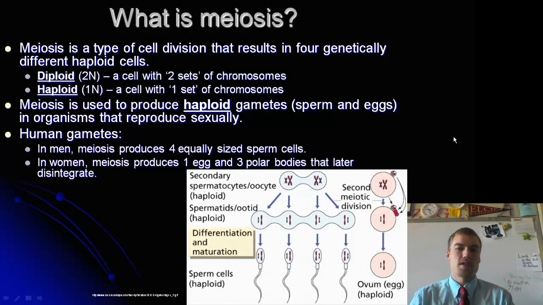So meiosis is used to produce those haploid gametes, either sperm or eggs, that are then used when you reproduce. In human meiosis, we produce 4 equally sized sperm cells for men. However, in women, you only produce 1 egg cell and then 3 polar bodies, which are small cells that eventually disintegrate and go away and are not used in the process.